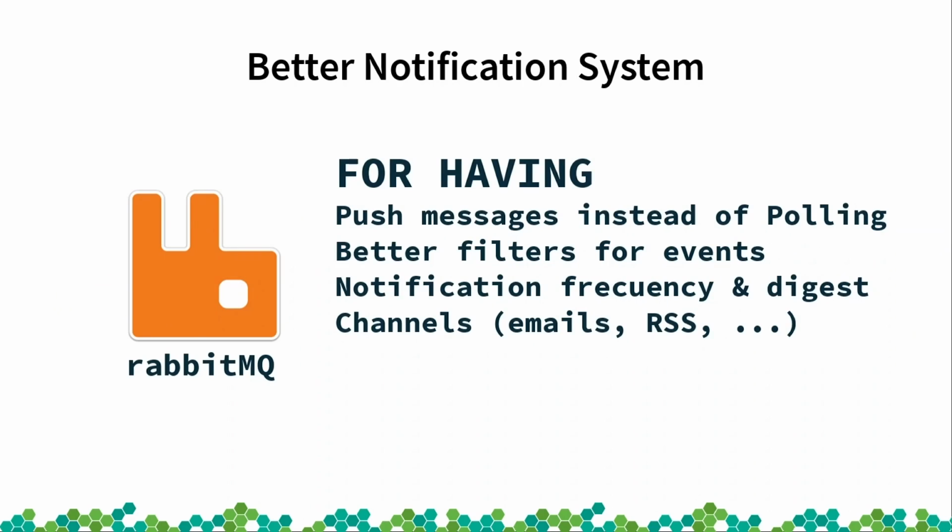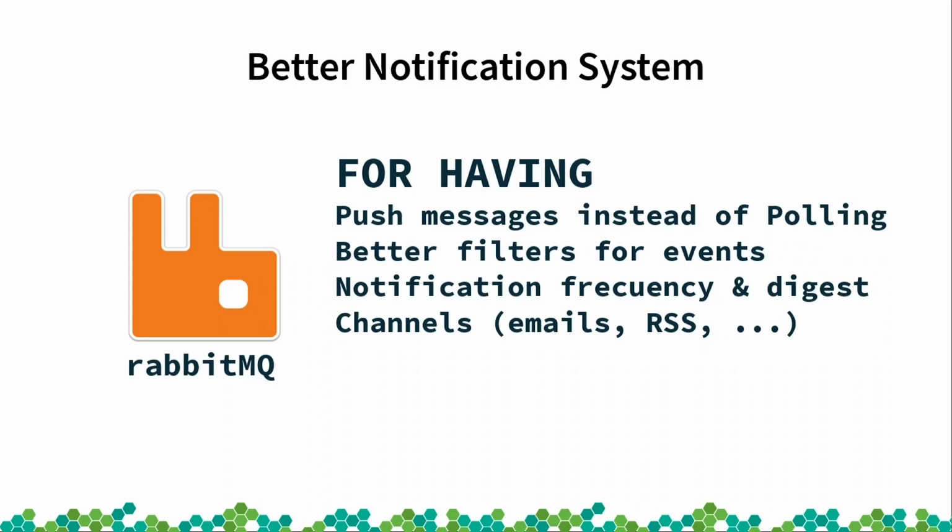And for what? For having at least pushed messages instead of polling, because right now openQA, for instance, just polls. Also, we want to have better filtering, so not just saying I want to be notified if something pops up in a package that I'm maintaining, but also I can say only in that project, or I want it only in the case of something. So many conditionals and many other kinds of filtering, right?